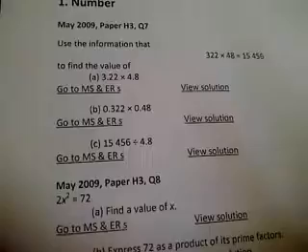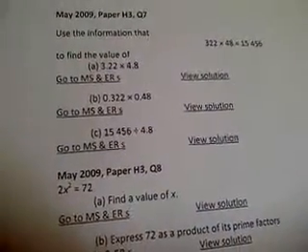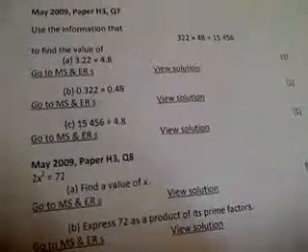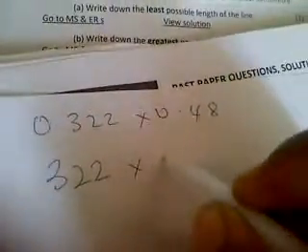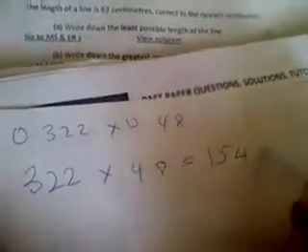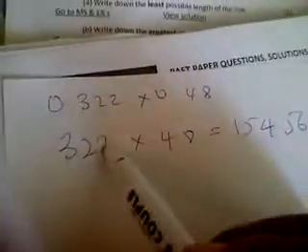Now let's go to the next question. The next question says 0.322 times 0.48. Now compare it to the normal one we were given, 322 times 48 equal to 15456. Now compare this and this.